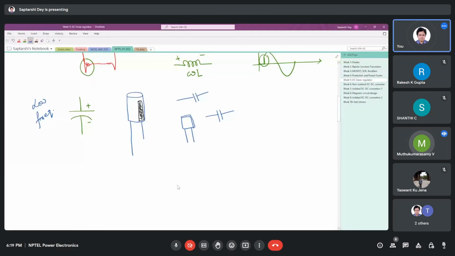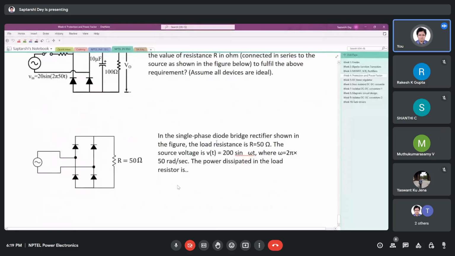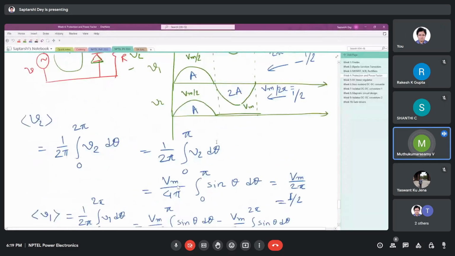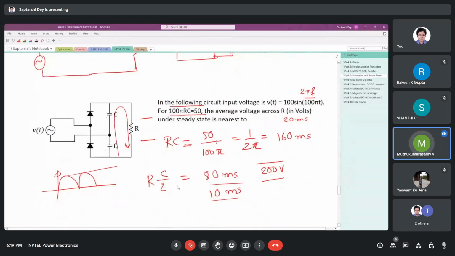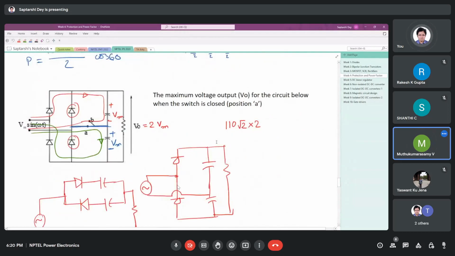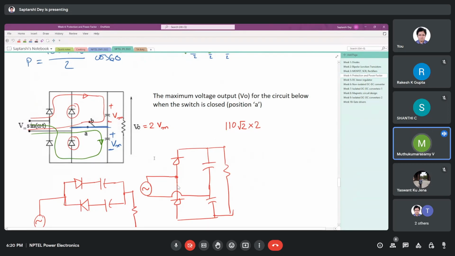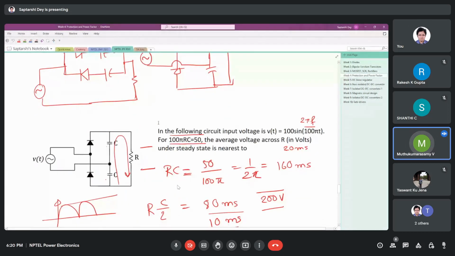Sir, in the last class we saw two circuits: a diode bridge with two capacitors in series at the output, and the one just before it. Here in this circuit we have this polarized capacitor at the output. In the next circuit we have non-polarized capacitors, two capacitors at the output.